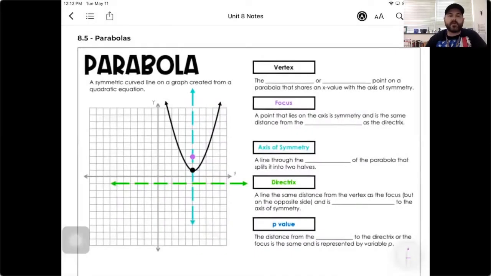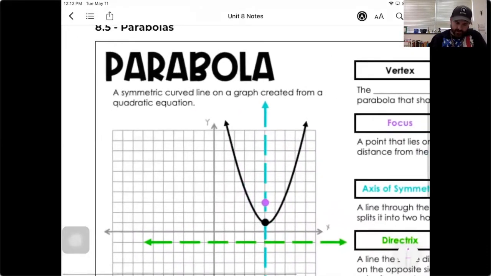In today's lesson video, we're going to be talking about parabolas on the coordinate plane. Now, a parabola is a curve that kind of looks like this. A lot of times we call it a U-shaped curve. It's a symmetric curved line on a graph created by a quadratic equation.